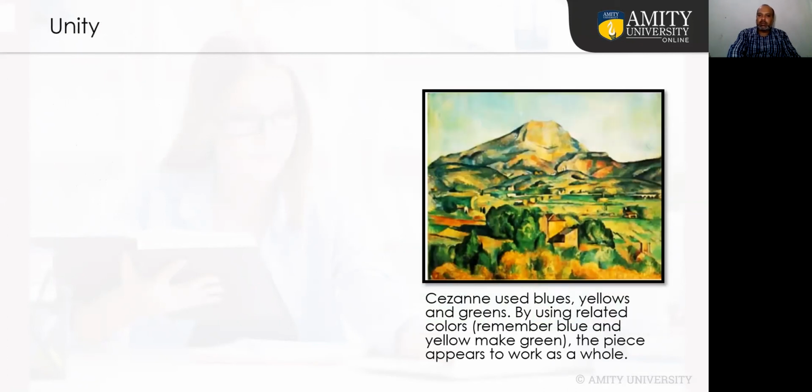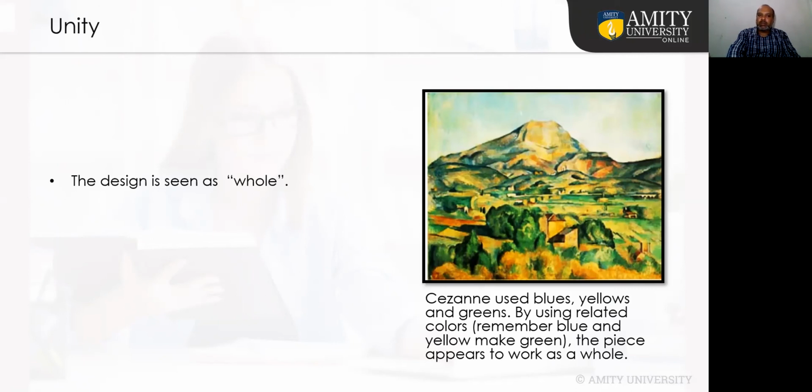So this is one example, the best example of unity, which was painted by Cezanne, who used blues, yellows, greens, and other colors. The piece appeared to work as a whole. If you start from the top sky to the mountain, to the ground, to the trees and the surface, everywhere two or three colors are used, and still it has harmony. It has similar tone, similar pace. You can't see some important highlight, but still you don't miss the important thing in the design. This is how unity can be obtained in design.